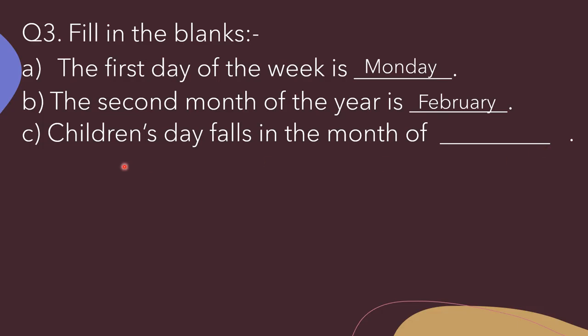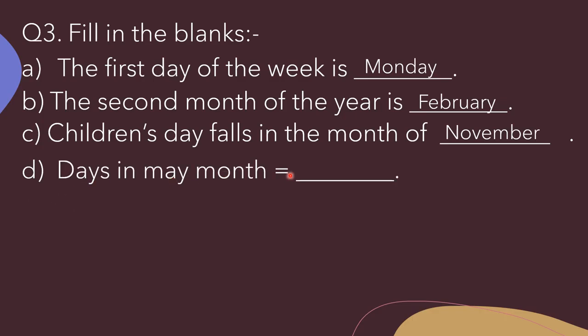So beta, I told you earlier that some special days are there. You need to learn in which month we celebrate those special days. So here Children's Day falls in the month of November. November. Okay. Now in D part, days in the month of May equal dash. Again we need to make a fist and then we can count the days in May. So it has 31 days.